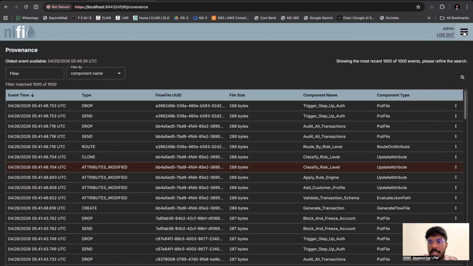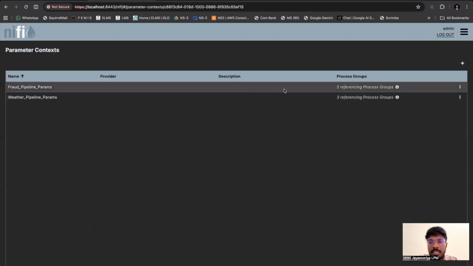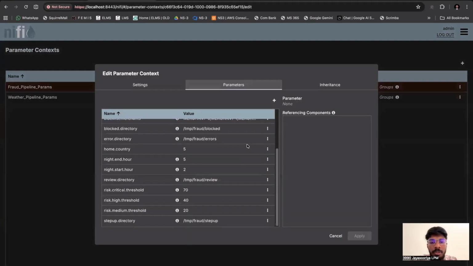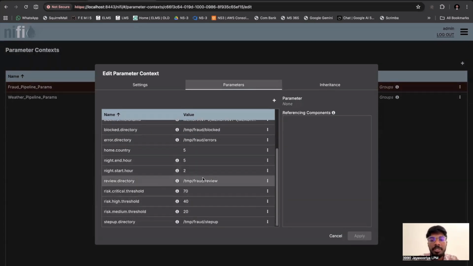And in this project, I added a parameter context globally. Here, I add all the environment parameters. If you need to change something, you can change it here without any hard coding.